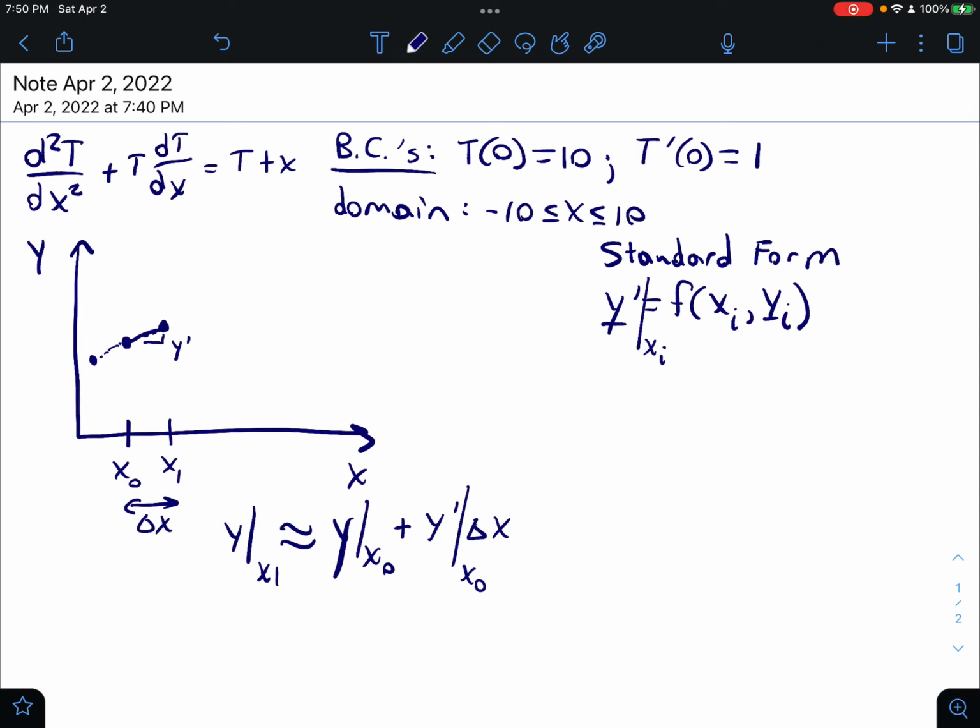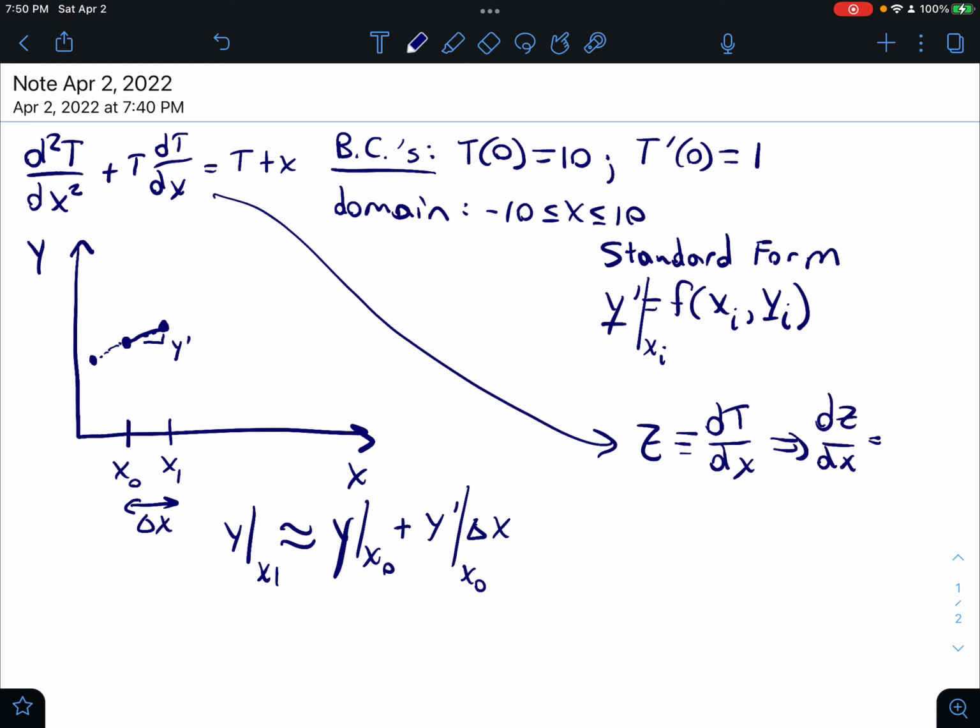So let me see if I can make that a little more clear. This is not in standard form. Standard form does not allow second derivatives, and it does allow a first derivative, but it has to be isolated on the left-hand side. So let's convert this problem to standard form. I'm going to define z as being dt dx. And what this means is that dz dx equals the second derivative of t with respect to x. And so this equation then becomes dz dx plus tz, remember dt dx is z, equals t plus x.